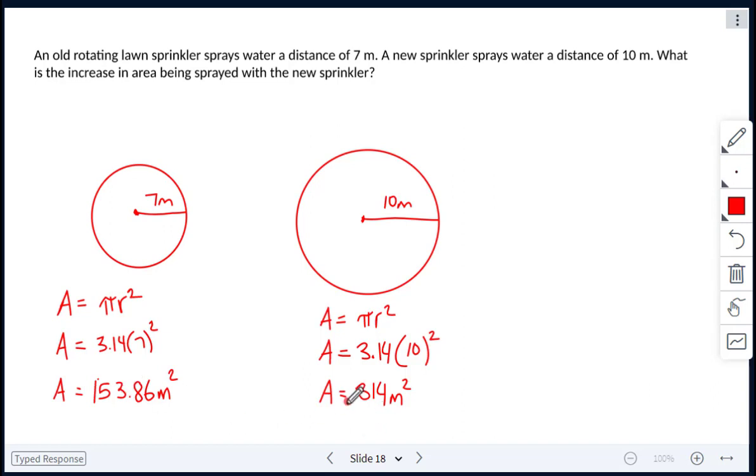All right, so lastly, we just have to figure out what is that increase in area. So what is the difference? All right, so we'll just subtract 314 meters squared minus 153.86 meters squared, and the increase in area is 160.14 meters squared. All right, so you would just end that with your final statement or sentence that the increase in area being sprayed is 160.14 meters squared.